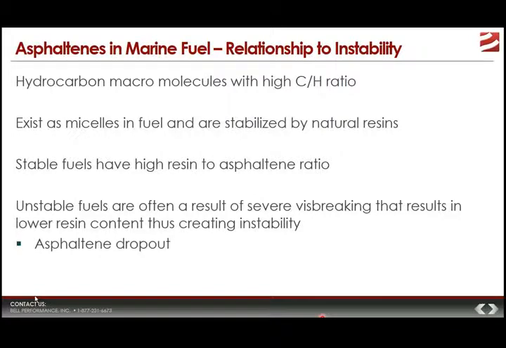So when they use visbreaking and things like that to squeeze out more gasoline and more on-road diesel, the marine fuel oil that's left behind has a lower resin content and thus is less stable than marine fuel oils that did not come from crude that has undergone this process. So with things like visbreaking, resins that keep the asphaltenes in homogeneous suspension are lost, and this resultant instability manifests itself as asphaltene dropout.